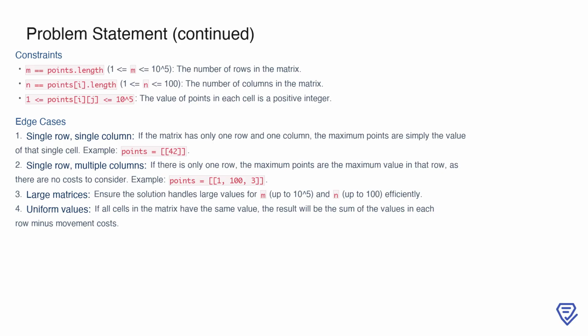Additionally, there are specific edge cases to consider. If the matrix has only one row and column, the result is the value of that single cell. If there's only one row but multiple columns, the result is the maximum value in that row since no movement costs apply. For large matrices, the solution must be optimized to handle the upper limits efficiently. Finally, if all cells have the same value, the result will depend entirely on minimizing movement costs.